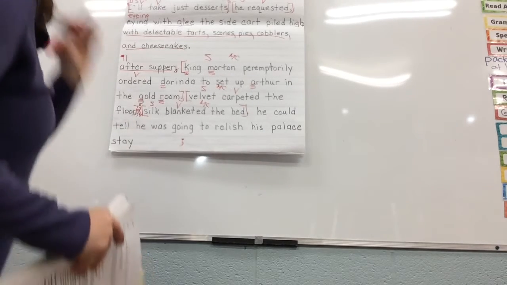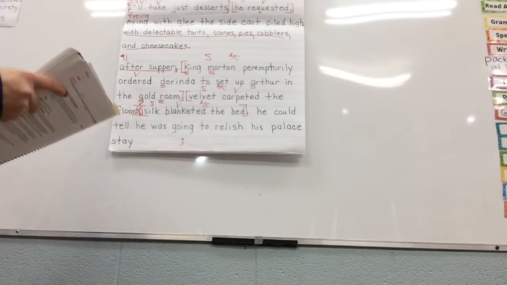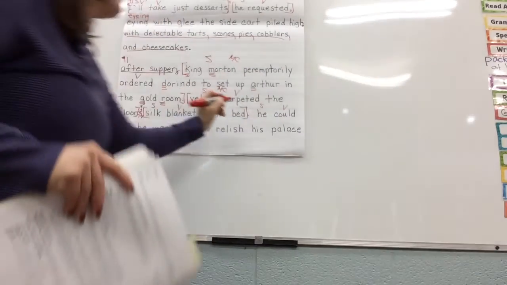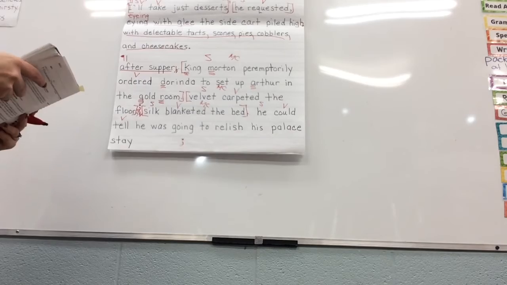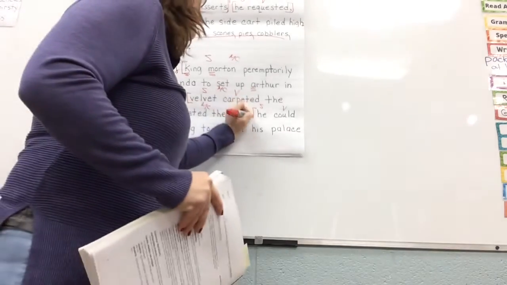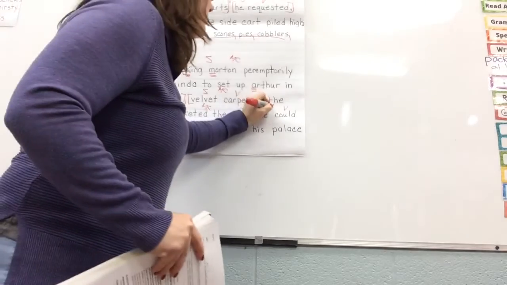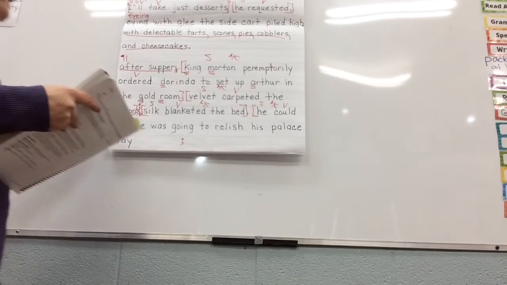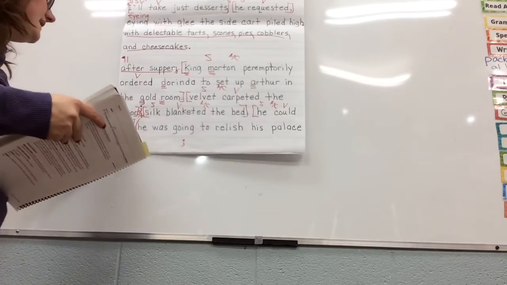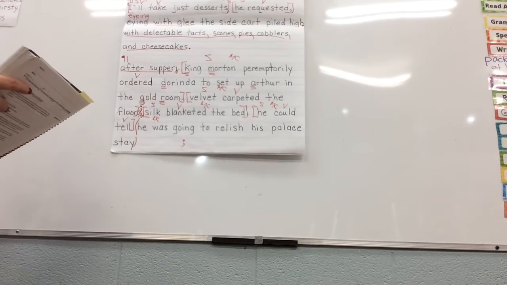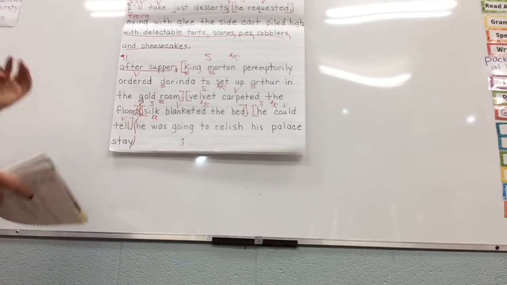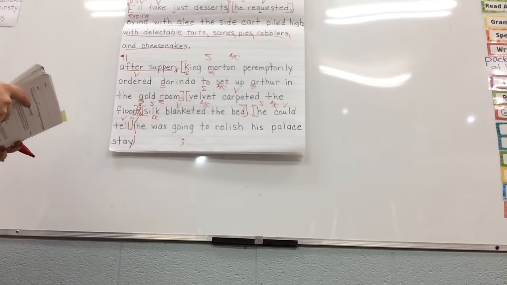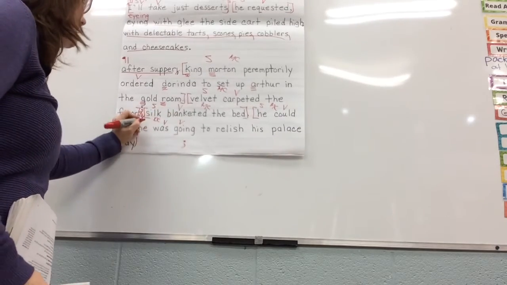Okay, let's finish this off. We could say could tell is our verb. Who could tell? Arthur. So that's our subject there. And then we said he could tell, which is the main clause here. And then he was going to relish his palace stay. That can't stand alone as a sentence, so this is going to be a DC. Because it's kind of implied that it's going to say he could tell that he was going to relish his palace. That's why it's going to be a DC. That is sort of implied in there. Was going is the verb, and he is the subject.